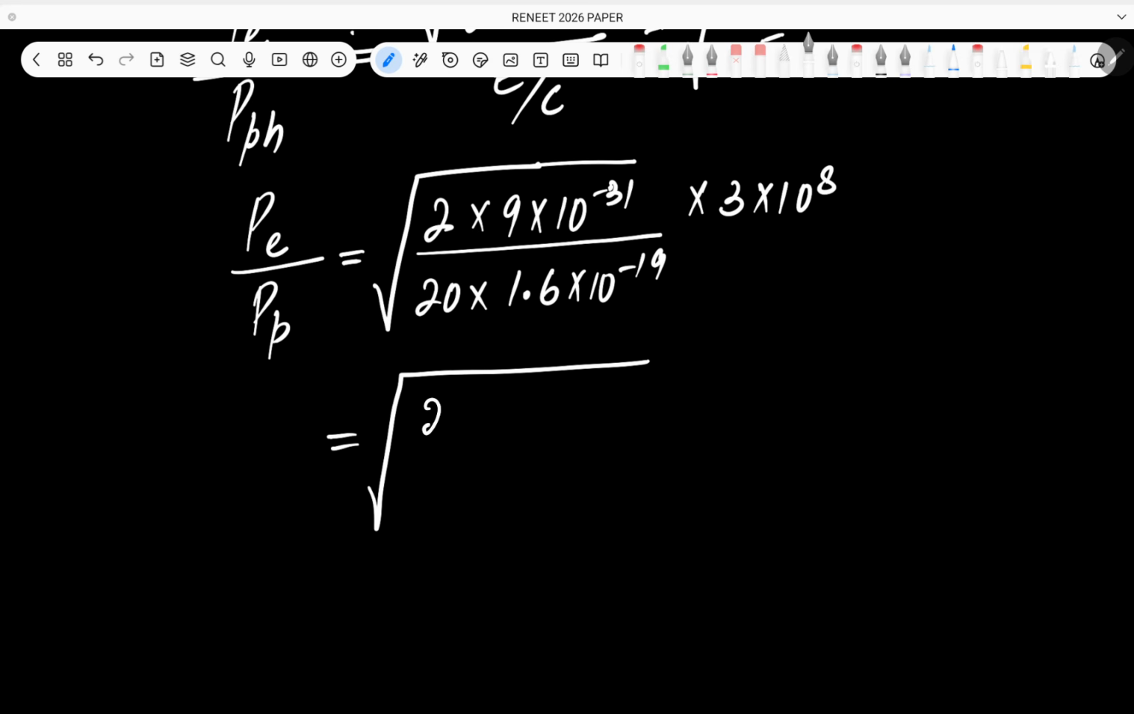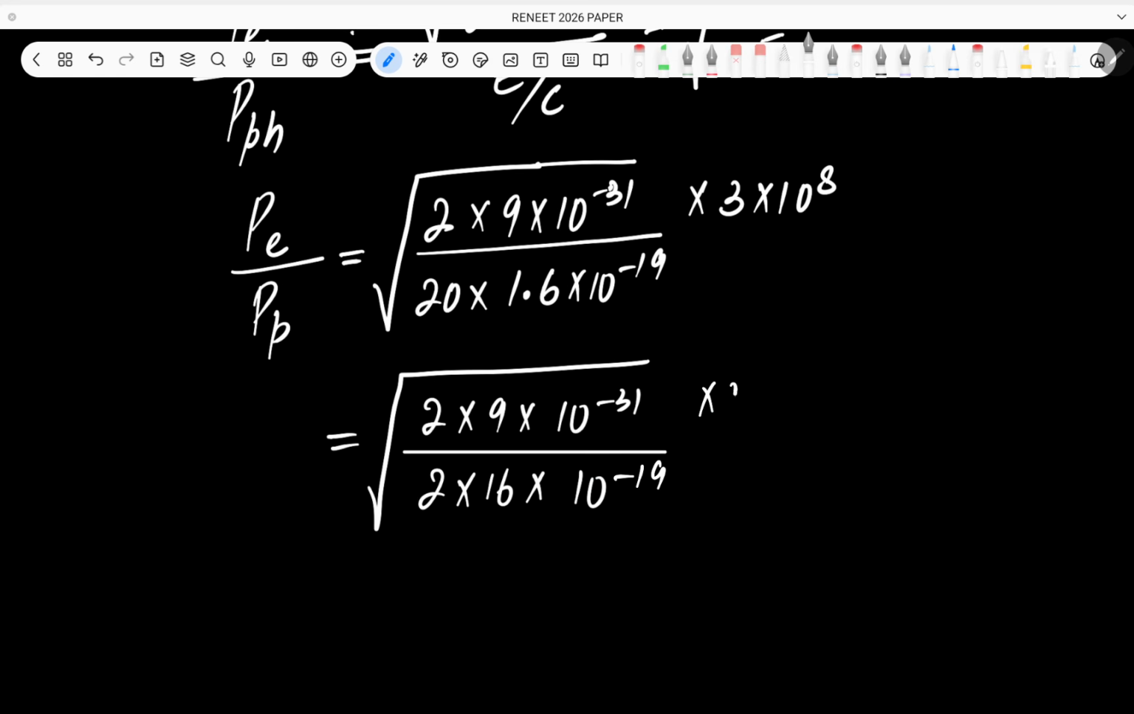तो एक हम यहाँ पे करेंगे बेटा. I will write it 2 into 9 into 10 to the power minus 31 whole divided by, in the denominator I will write down 2 into 16 into 10 to the power minus 19, and here it will be 3 into 10 to the power 8. Okay, this 2 and 2 is going to cancel. Root 9 root 16 is 3 divided by 4, it is 3 divided by 4 multiplied by 10 to the power minus 19.